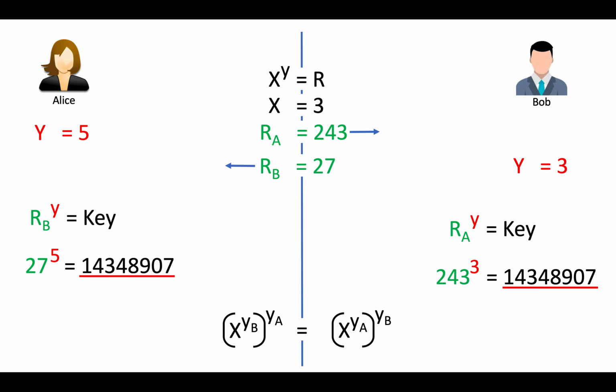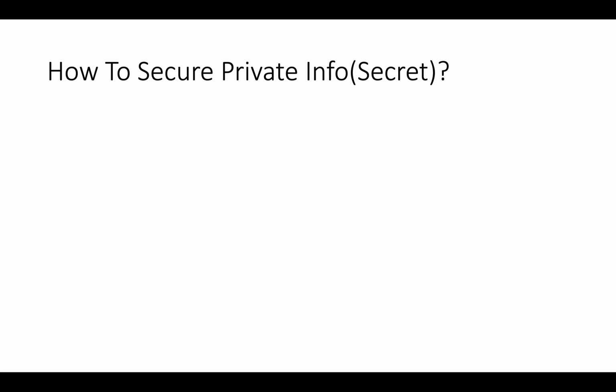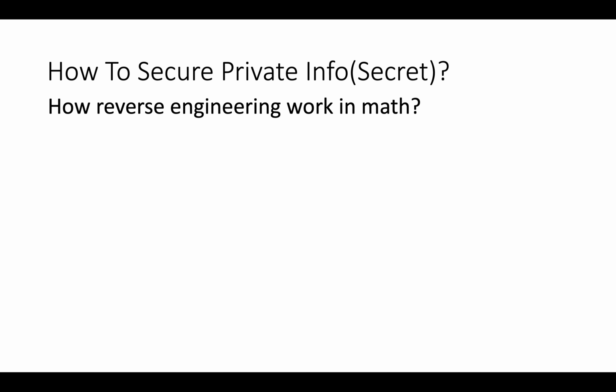Now you must have a question here: if we expose the value of x and the value of r, then it will be easy for anyone to calculate the value of y. How to secure private info or secret? Let's understand how reverse engineering works in maths. Let's say I have the formula x plus y equals r. From the values of y and r, I want to derive the value of x. I can use x equals r minus y, meaning plus has the reverse operator minus.